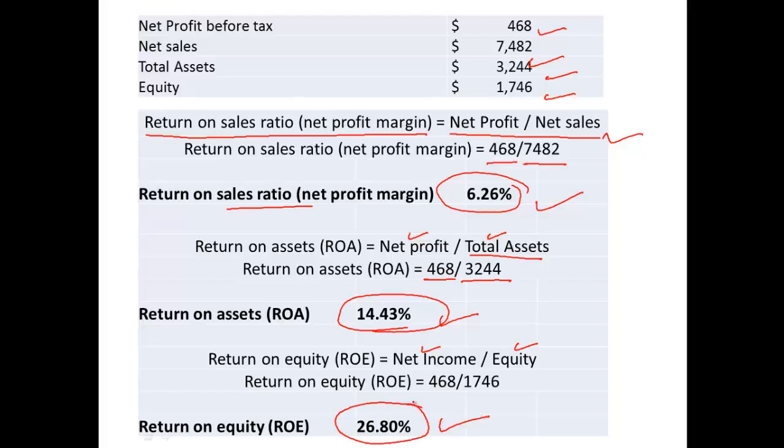26.80%. A company has a favorable position if all these ratios are higher, because it is better to have a higher return on sales ratio, return on assets ratio, and return on equity.